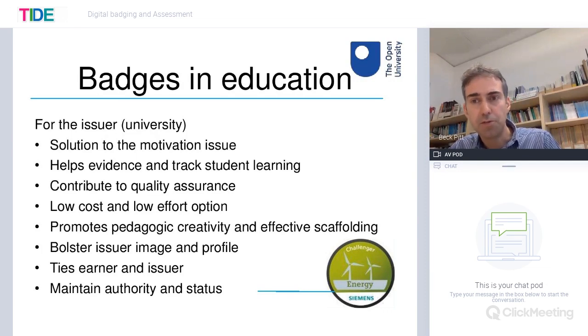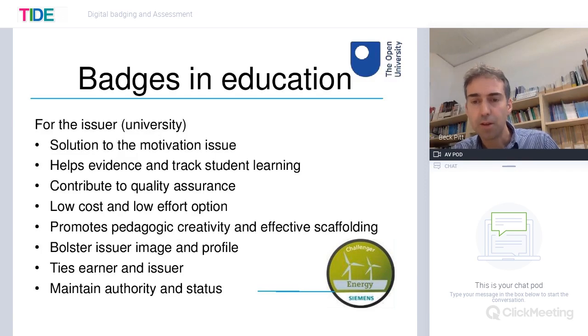But there's also a degree for the teacher of pedagogic creativity and effective scaffolding. And one of the most interesting and challenging things about badges is how to design the badge structure. So to decide what to award a badge for and how you're going to do it. And that process in itself can be quite creative and can be quite challenging for educators. It can also, of course, bolster the image and profile of the issuing university or institution. And it helps maintain that sense of authority and status in the online and potentially even quasi-informal learning field.